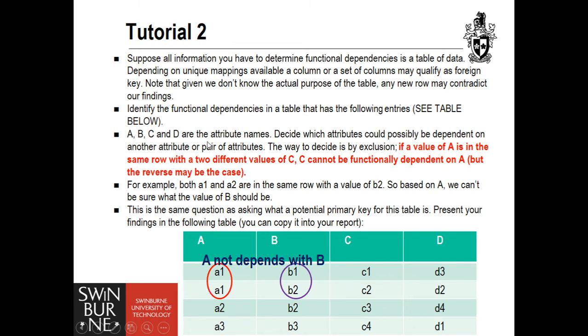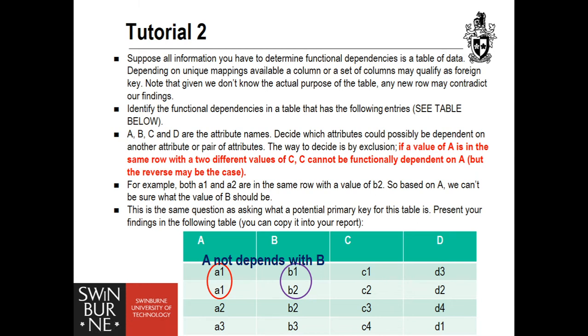A, B, C, D are the attribute names. Decide which attribute could possibly be dependent on another attribute or pair of attributes. The way to decide is by exclusion. If a value of A is in the same row with two different values of C, C cannot be functionally dependent on A, but the reverse may be the case. So the red one is like a rule for how to decide the dependency.